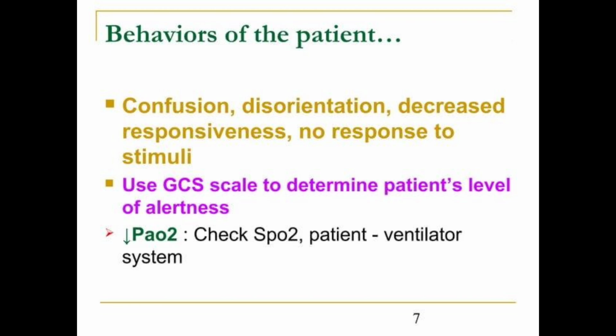And finally, we monitor for extreme neurological changes, that is confusion, disorientation, decreased responsiveness, or a total lack of response to external stimuli. To standardize this data collection, clinical teams use the GCS, that is, the Glasgow Coma Scale, to determine the patient's exact level of alertness based on their eye, verbal, and motor responses.